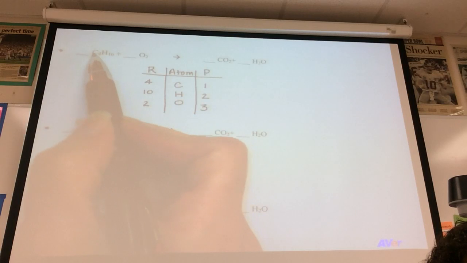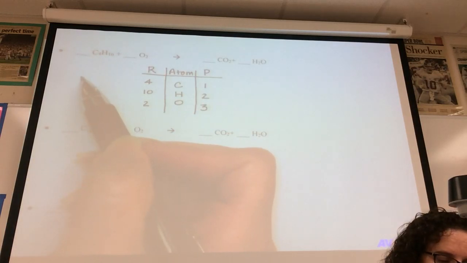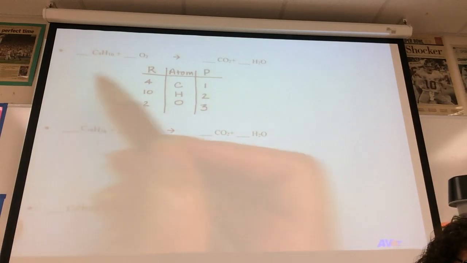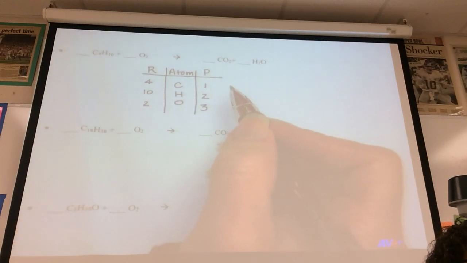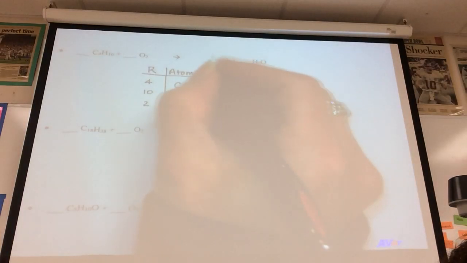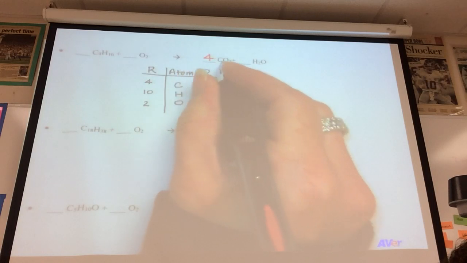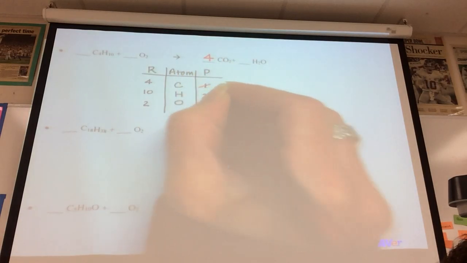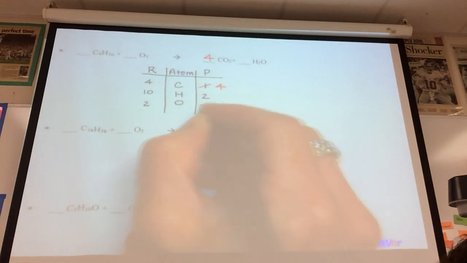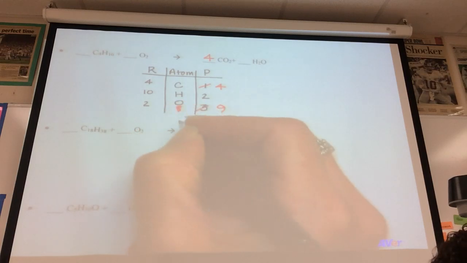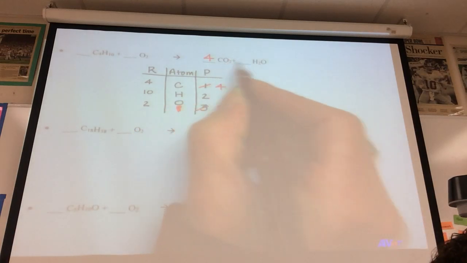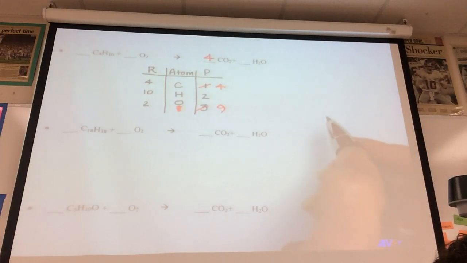We have 4 C's on the reactant side. How can we balance the carbon? Put a 4 where? Coefficient of 4 in front of CO2 is correct. That's going to make 4 times 1 is 4 carbon. 4 times 2 is 8. Plus 1 is 9 O's. Be careful with the O's. Those are the trickiest because they're in multiple places on the product side.